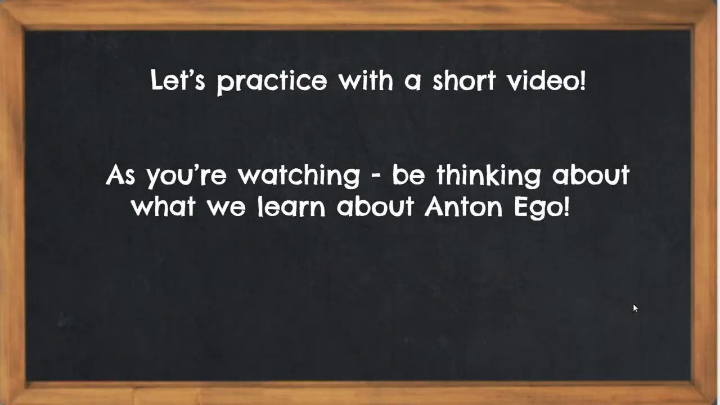It actually comes from Ratatouille. As we're watching, I want you to think about what we learn about our character, Anton Ego. He is a food reviewer, so he goes to different restaurants, he tries the food, and he writes reviews. So as you're watching this, I want you to think about, what are we learning about him in this flashback or this backstory?